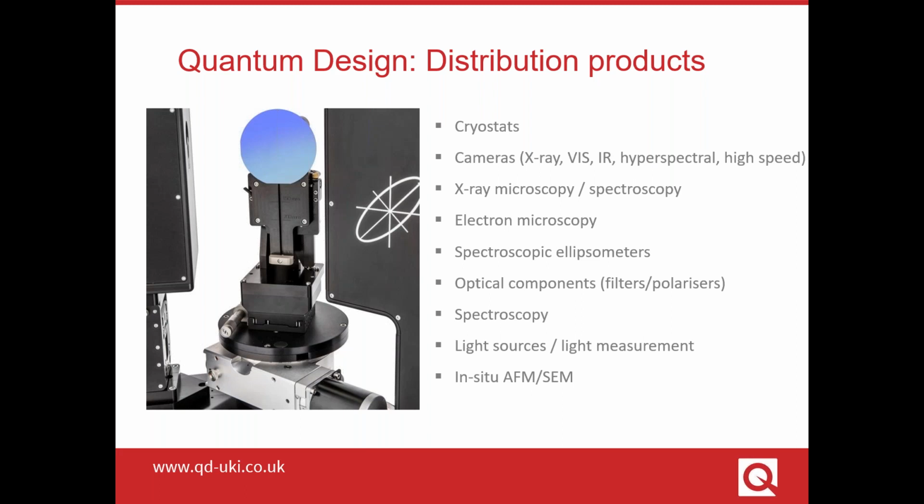Then we come on to our more broad portfolio of products that we distribute. As you can see, we cover many different applications with an offering of various cryostats, imaging cameras from X-ray through IR, even hyperspectral cameras, some fairly niche products such as spectroscopic ellipsometers, a range of products in complementary areas such as electron and X-ray microscopy, as well as a variety of optical and photonic components.